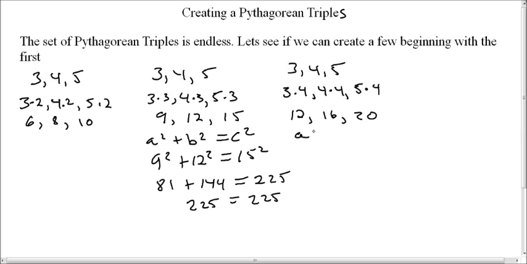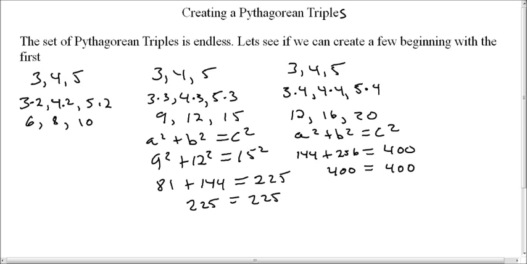So let's check these as well. We definitely know that c squared is 400, 12 squared is 144, and 16 squared we can either multiply out or look on our perfect square menu: 256. So if we add, we indeed get 400 equals 400.